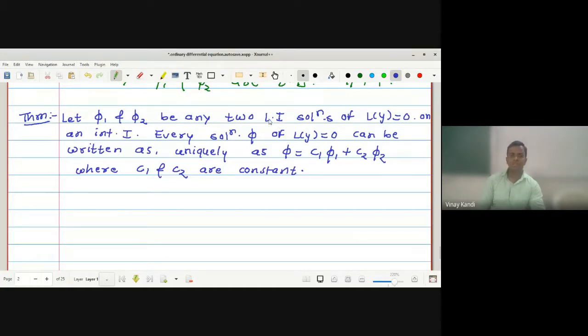If phi1 and phi2 are any linearly independent solutions of L of y, then we can write phi is equal to C1 phi1 plus C2 phi2. This phi is also a solution of L of y. Okay, and this representation is unique. Unique means what? It takes unique constant values C1 and C2. That is the meaning of the theorem. Okay, now let's see the proof.